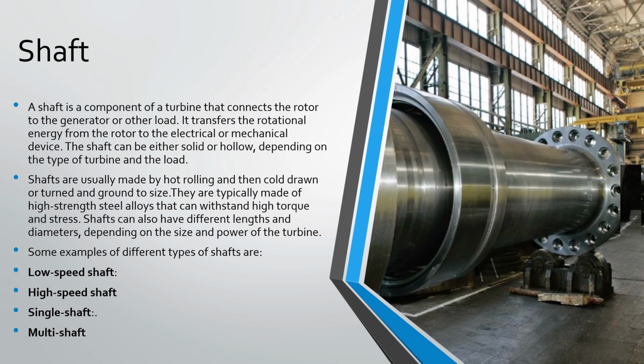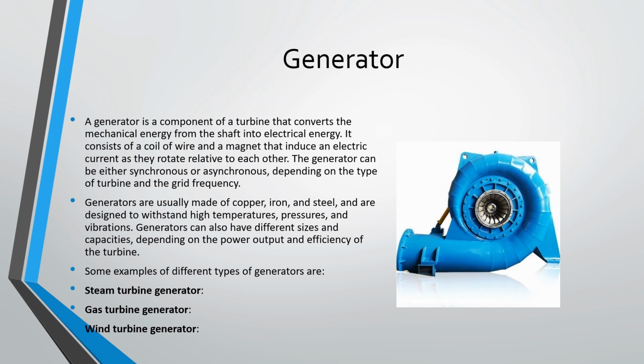Some examples of different types of shafts are low-speed shaft, high-speed shaft, single shaft, multi-shaft. A generator is a component of a turbine that converts the mechanical energy from the shaft into electrical energy. It consists of a coil of wire and a magnet that induce an electric current as they rotate relative to each other. The generator can be either synchronous or asynchronous, depending on the type of turbine and the grid frequency.